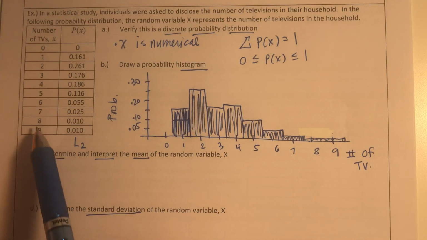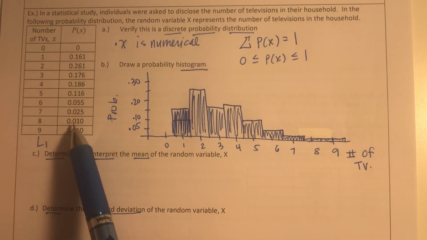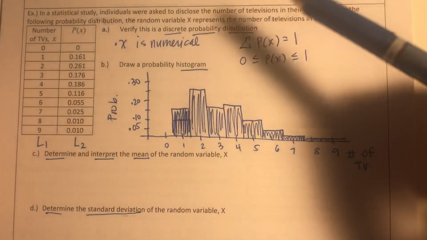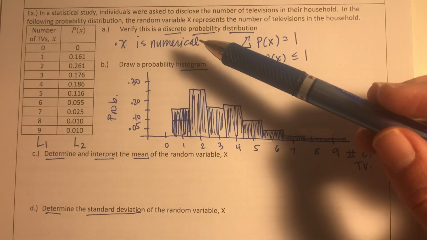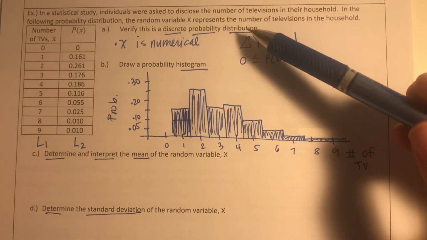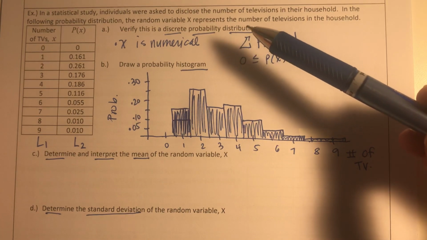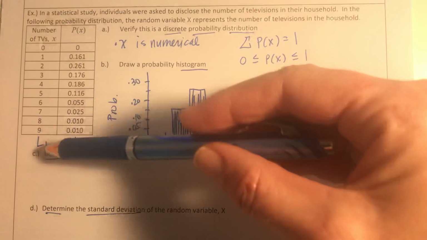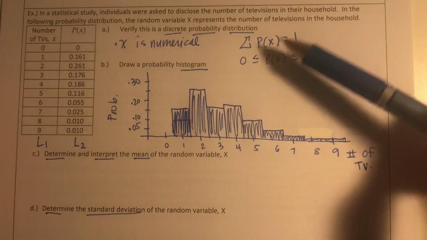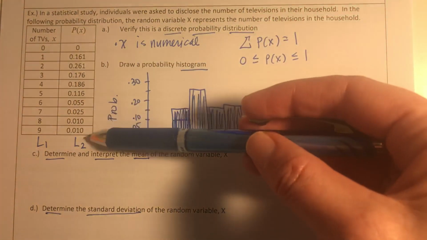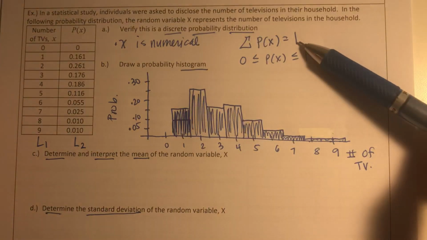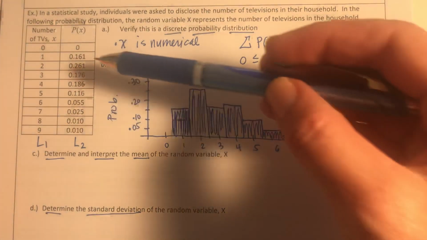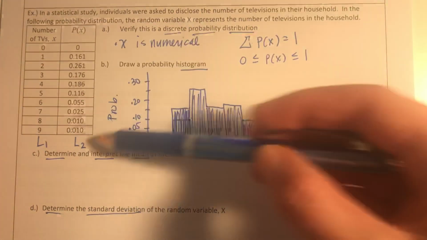So the probability that someone has 8 TVs in their house is equal to 0.010. First thing says to verify that this is a discrete probability distribution. There are 3 things that have to be checked that are listed earlier on the first page. First thing is that our value x has to be numerical, which it is. The sum of the probabilities, which you can check by adding up all of these, is going to equal 1. And the third thing is that the probabilities have to be between 0 and 1, and all of them are.